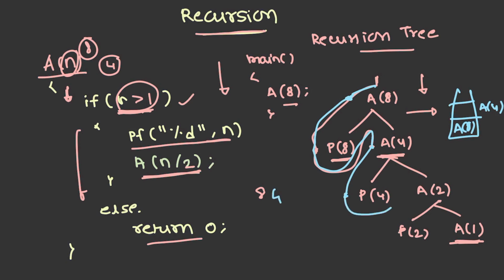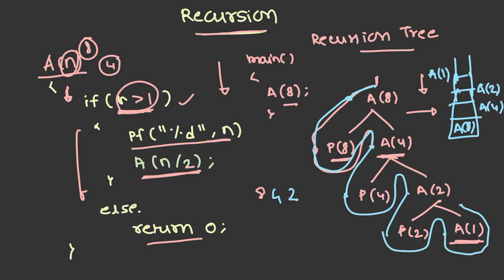So 4 is printed. And again a of 2 function call has been made. So a of 2 will be pushed onto the stack, and the value of 2 will be printed. 2 has been printed. Finally a of 1 will be pushed onto the stack. A of 1 is pushed onto the stack, and the a of 1 execution has been completed at this point.